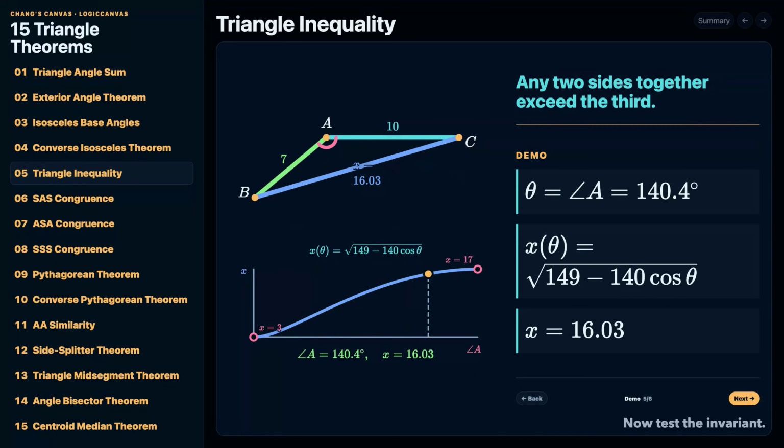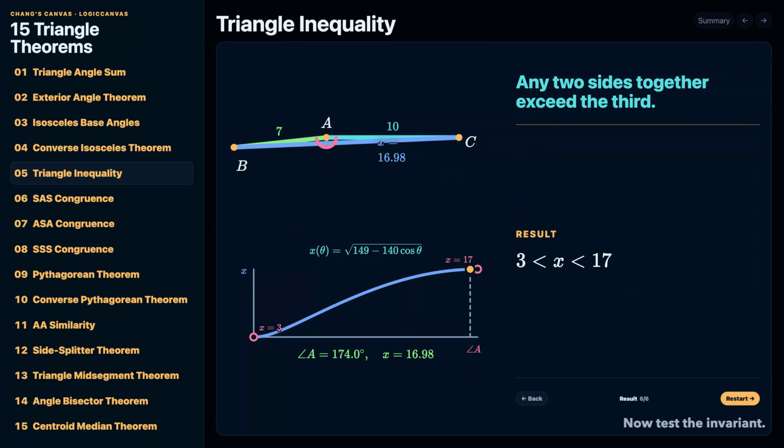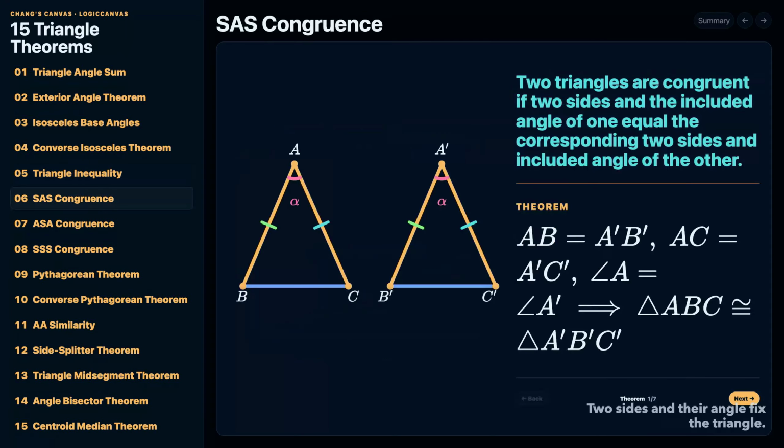The curve tracks X as it approaches 3 at one flat limit and 17 at the other, without reaching either value. For this example, every real value strictly between 3 and 17 works. 3 is less than X, and X is less than 17. Theorem 6 is side-angle-side congruence, abbreviated SAS.